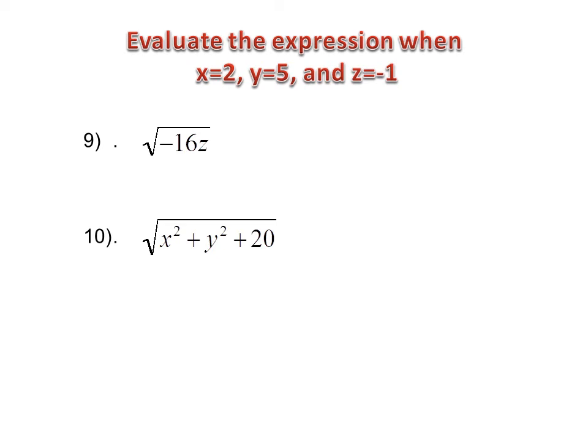Let's evaluate the expression. The square root of negative 16z. Well, if we look at the top, z is equal to negative 1. So we want to rewrite that to the square root of negative 16 times negative 1. We must do everything under the radical first. What would that leave us? Negative 16 times negative 1. Well, what is negative 16 times negative 1? Positive 16. Now we would take the square root of positive 16. So number 9 must be 4. Try number 10 on your own.